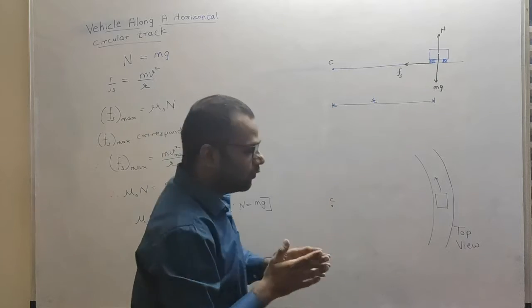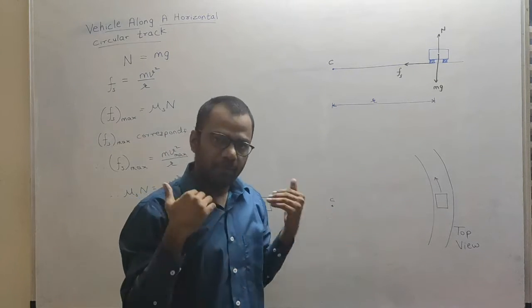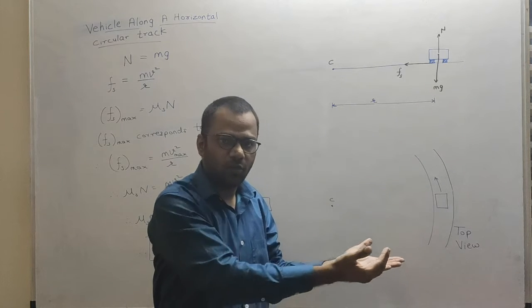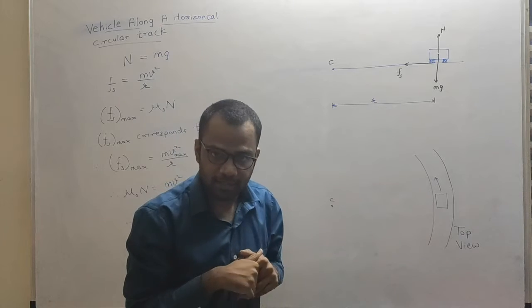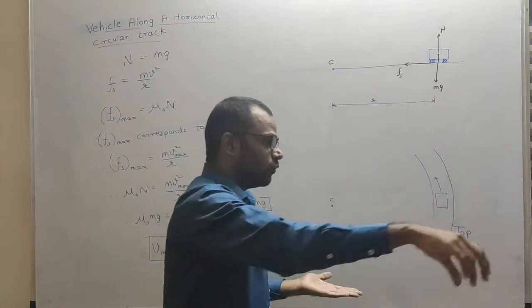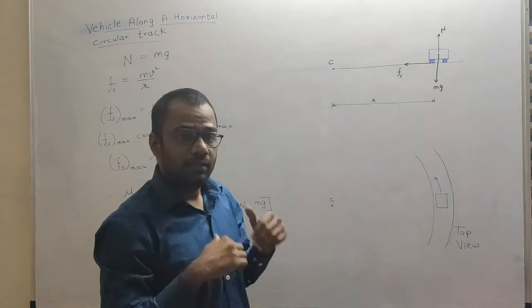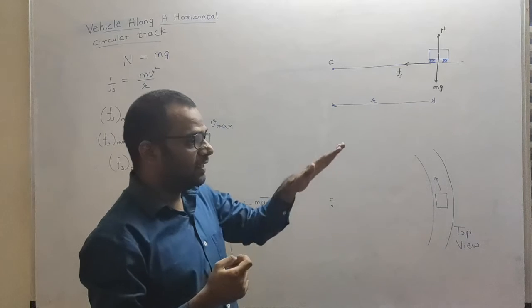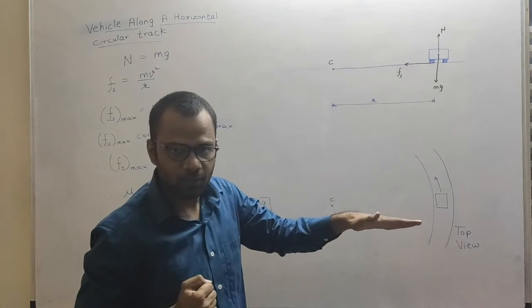Fine. Now we know that for any body performing a circular motion, there must be some force acting on the body called a centripetal force, acting towards the center along the radius. Now in this case, who will provide the centripetal force for the vehicle when it is taking a turn? The static friction between the tires of the vehicle and the road surface will provide the centripetal force.